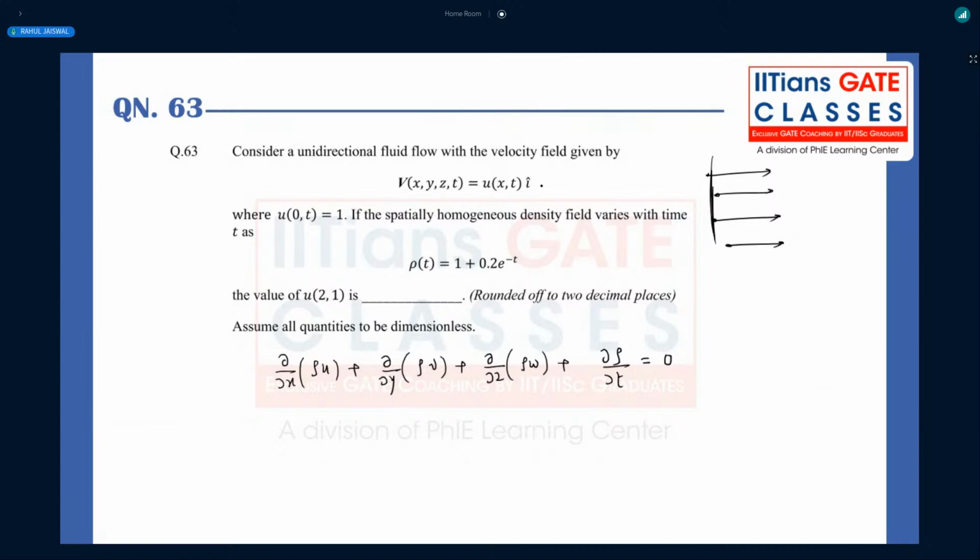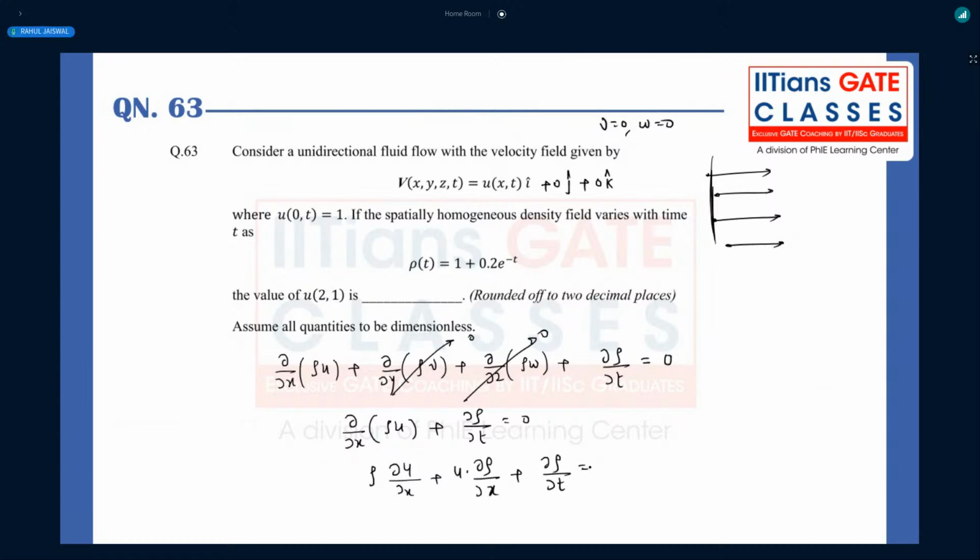But here there is no component in the j direction and no component in the k direction, so v will be 0 and omega will be 0, right? So what we can write is dou by dou x of rho u plus dou rho by dou t. Further, if we simplify this using the chain rule, rho into dou u by dou x plus u into dou rho by dou x plus dou rho by dou t will be 0.